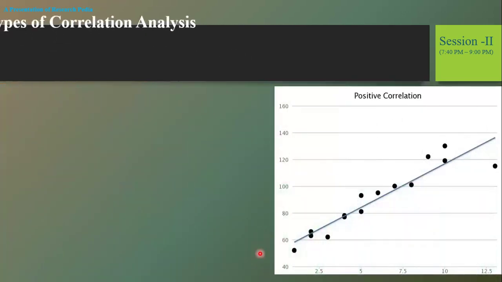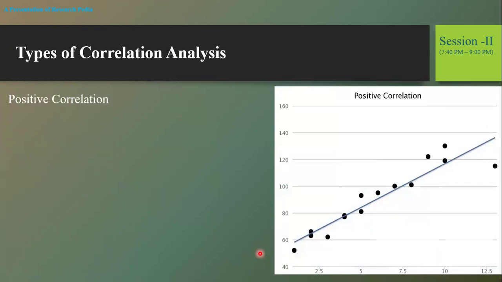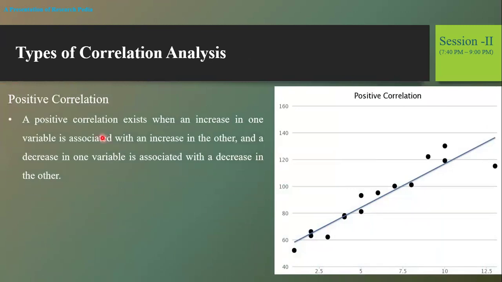There are three types of correlation. The first one is positive correlation. A positive correlation exists when an increase in one variable is associated with an increase in the other, and a decrease in one variable is associated with a decrease in the other.